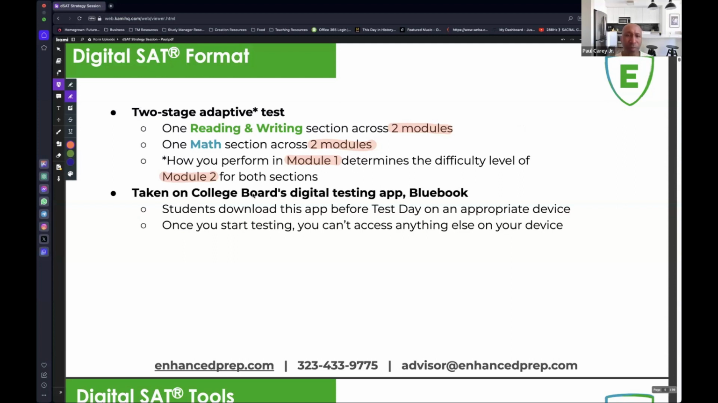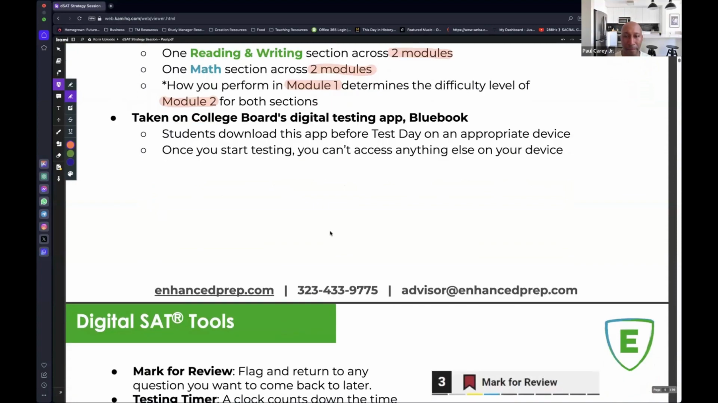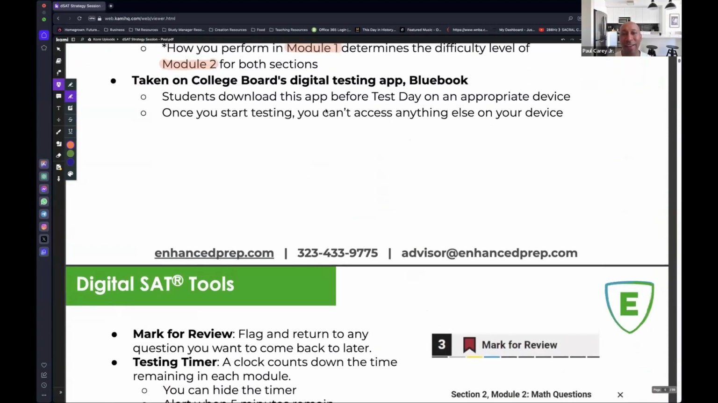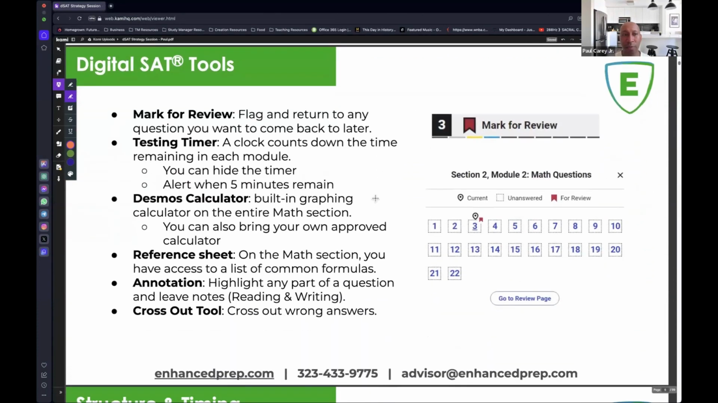This is also going to be taken on the College Board's digital testing app, the Blue Book. So students are going to download the app before the test on an appropriate device. You can bring your own device, or there are going to be devices at the testing center as well, okay? Oh, sorry, I need to mention that when you download this app, you won't be able to access anything else on your device when you bring it in. So that's just one of the things that the College Board implemented.